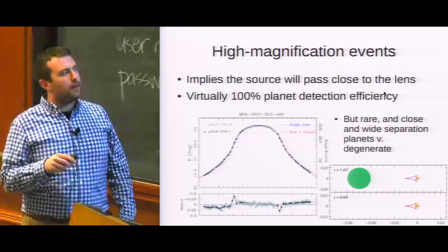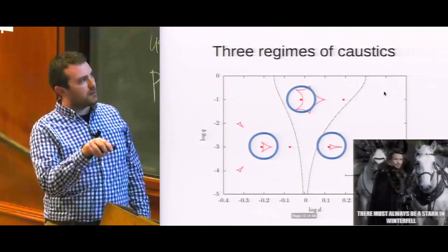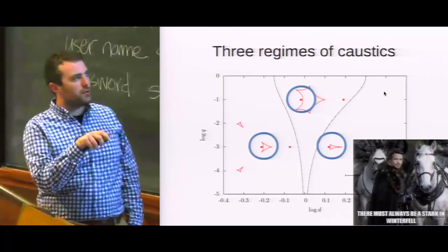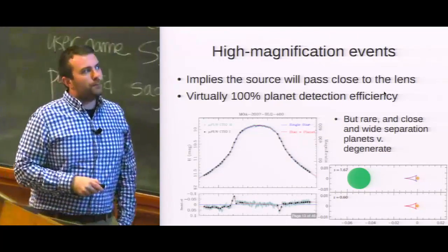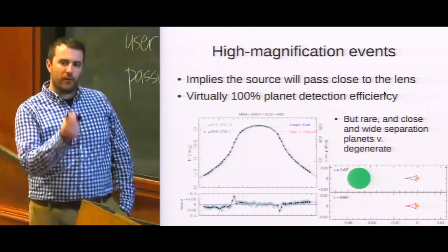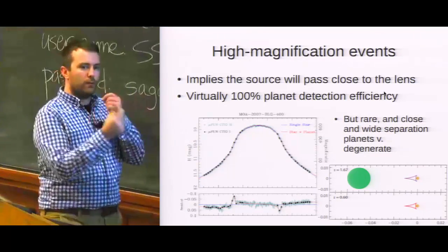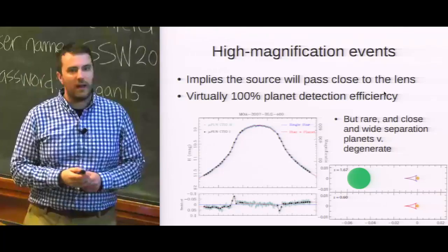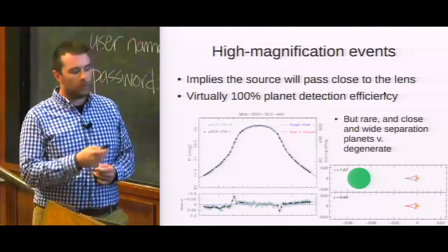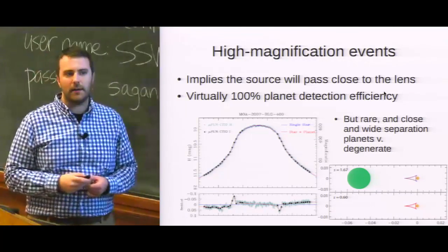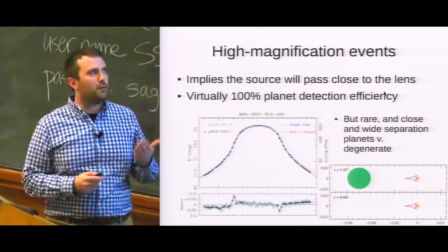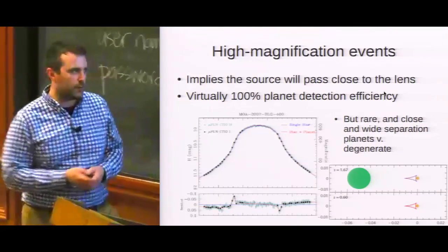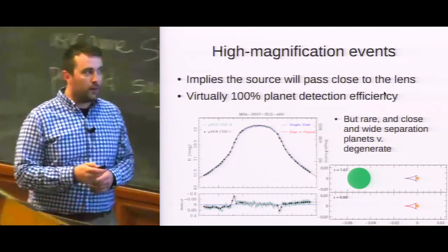The trouble is, the size of this region, these are fairly large caustics. They're usually much smaller for planets. That means you have to have a very, very rare alignment of the source and the lens to be able to see these caustics. But when you do and you can predict it, you give yourself 100% detection or close to 100% detection efficiency on a planet.